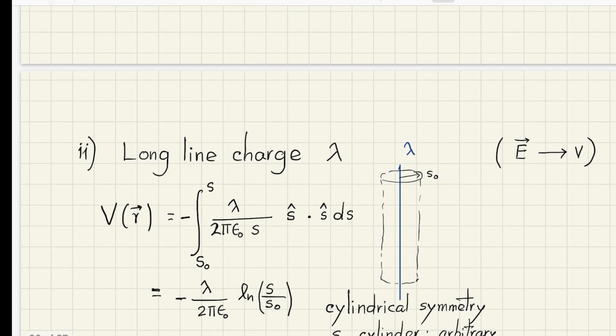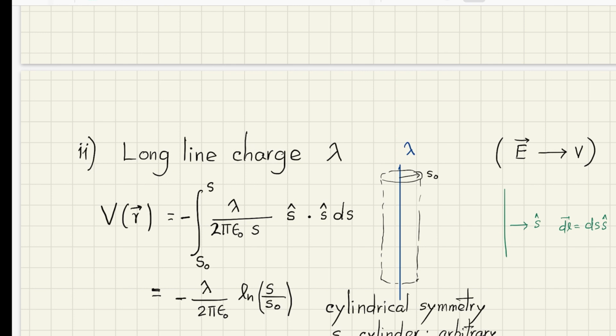Now let's take the case of a long line charge, of lambda. Long means infinite, basically. So this is a case where we can easily find E and then convert it to V. We already know E from Gauss's law: E equals lambda over 2 pi epsilon naught S, where S is the cylindrical coordinate. It points in the S hat direction. The path that I take is dl equal to dS in the S hat direction. This is the most convenient path.